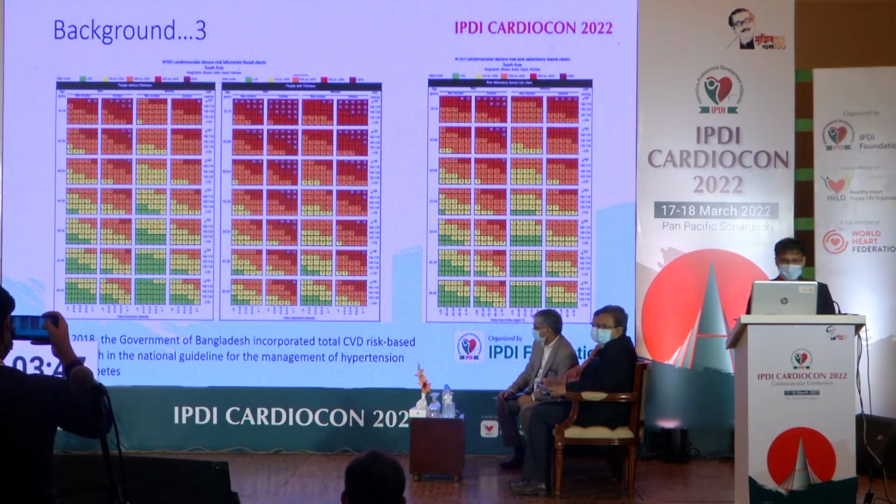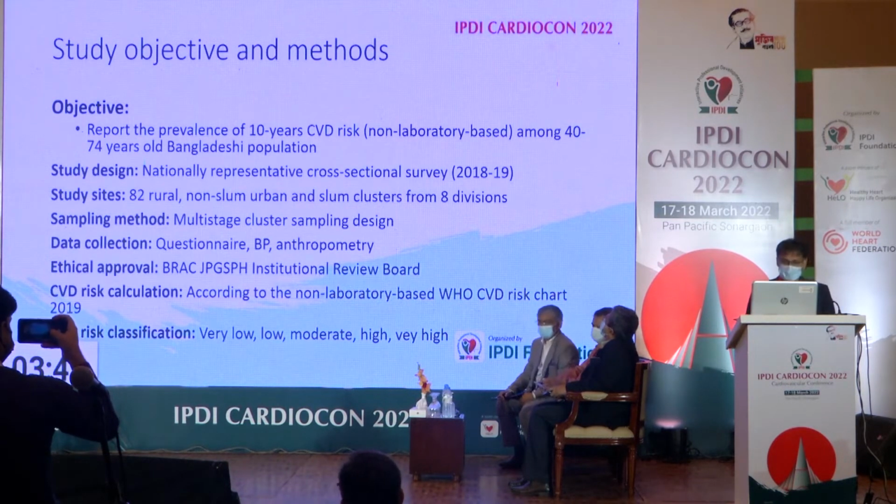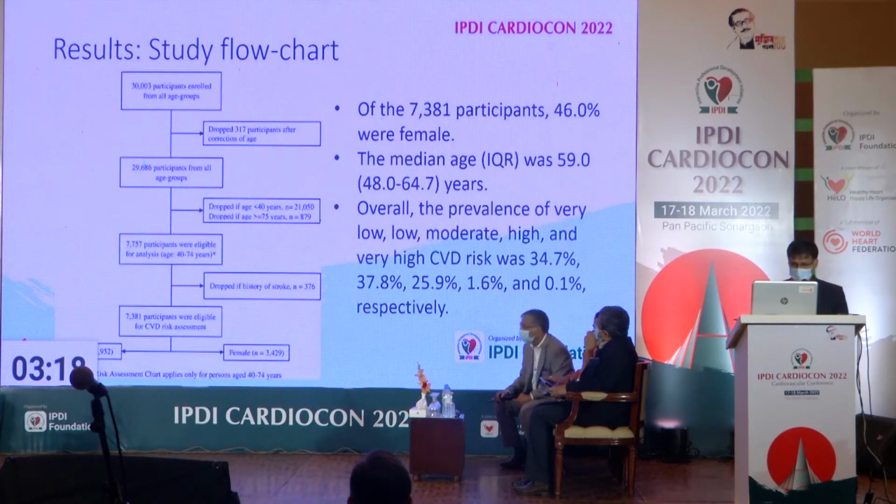in the national guideline. So in our study, we wanted to report the prevalence of 10-year CVD risk using this non-laboratory-based chart among the 40 to 74 years old population in Bangladesh, and this was a nationwide study. We obtained ethical approval from the BRAC James P. Grant School of Public Health Institutional Review Board, and CVD risk was calculated based on the non-laboratory CVD risk chart recommended by WHO in 2019.